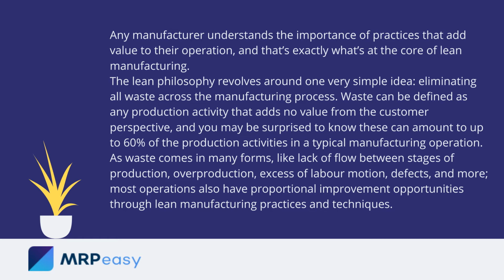And you may be surprised to know these can amount to up to 60% of the production activities in a typical manufacturing operation. As waste comes in many forms, like lack of flow between stages of production, overproduction, excess of labor motion, defects, and more, most operations also have proportional improvement opportunities through lean manufacturing practices and techniques.